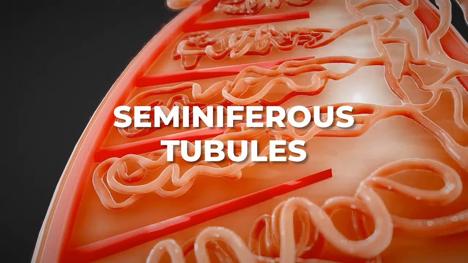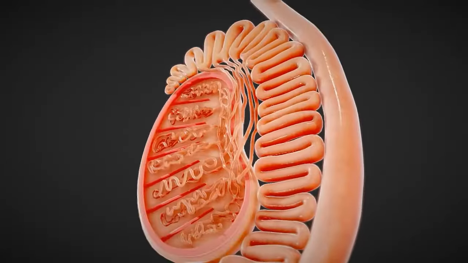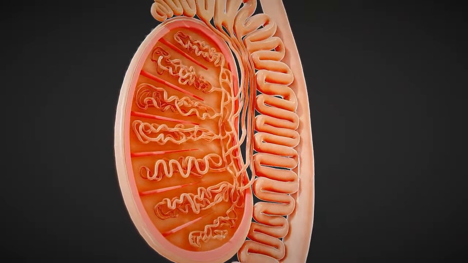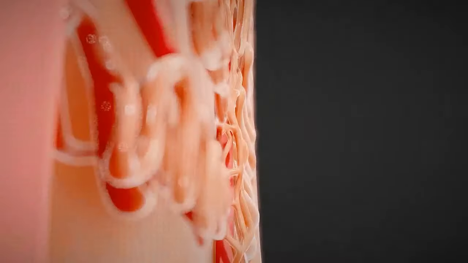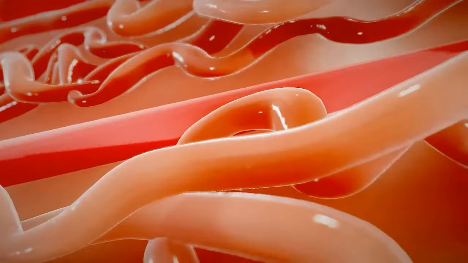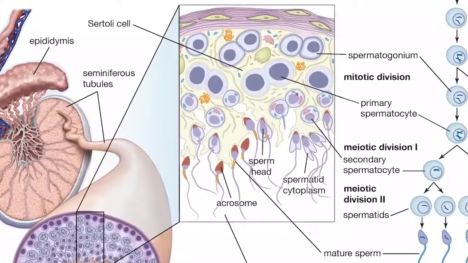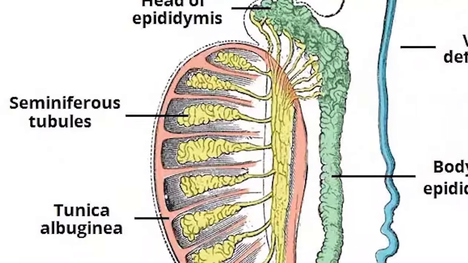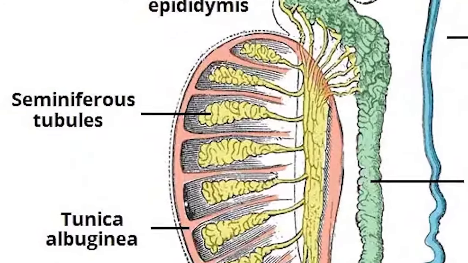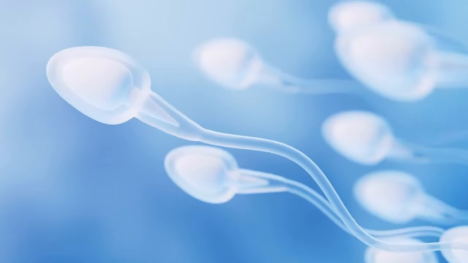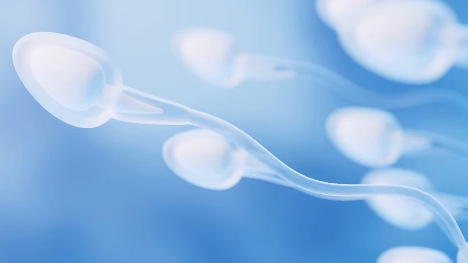Seminiferous tubules. The seminiferous tubules are coiled structures located within the lobules of the testis and are the primary site for sperm production, a process known as spermatogenesis. These tubules are lined with Sertoli cells, which support and nourish developing sperm cells, and germ cells that develop into sperm. The walls of the seminiferous tubules are crucial for the maturation of sperm, which are then transported through the tubules to the rete testis for further maturation before ejaculation.